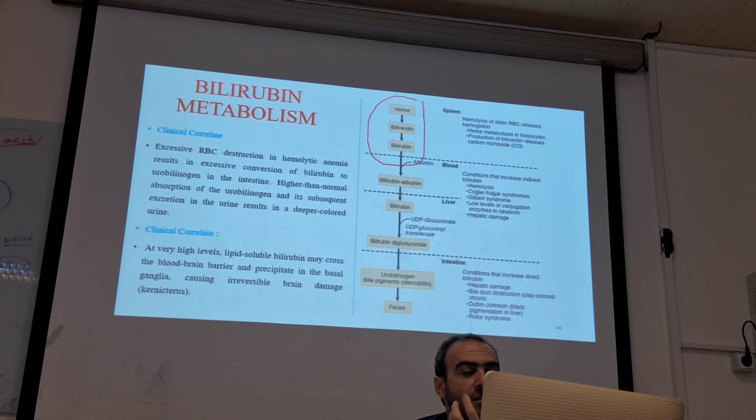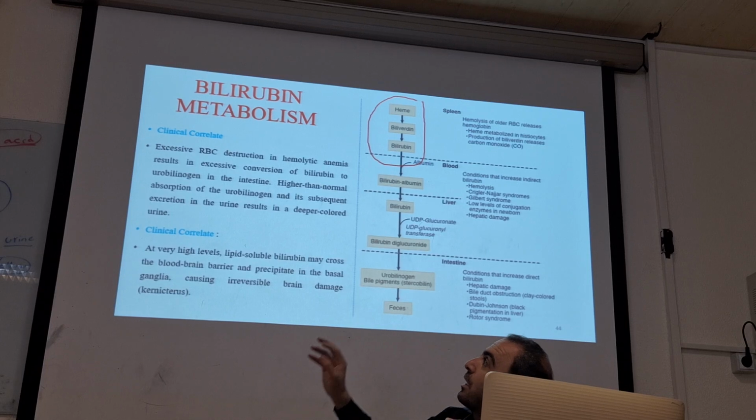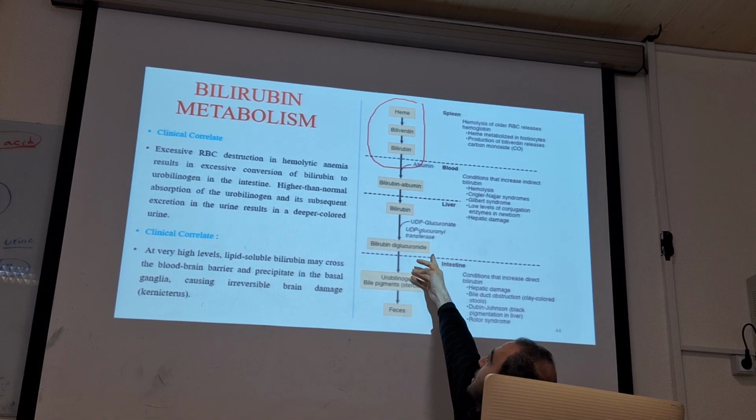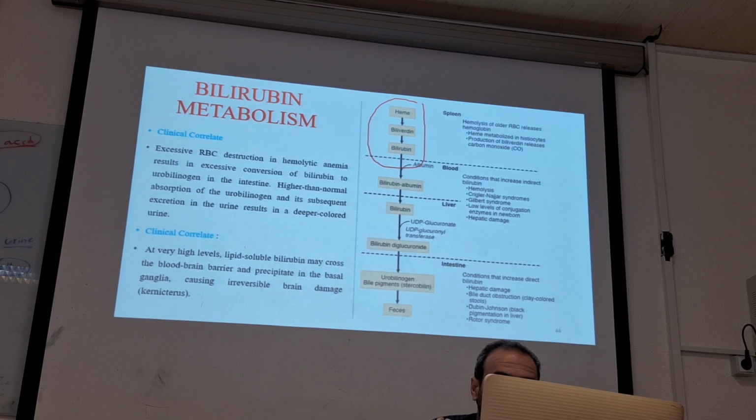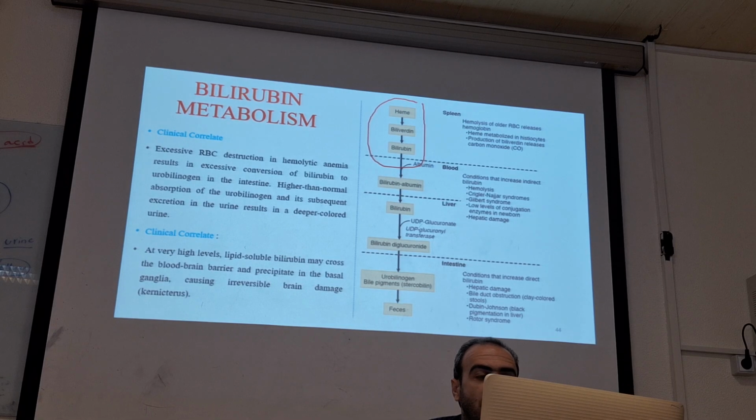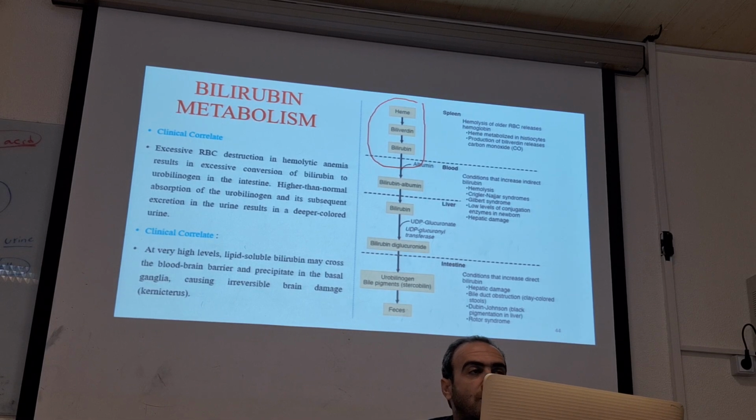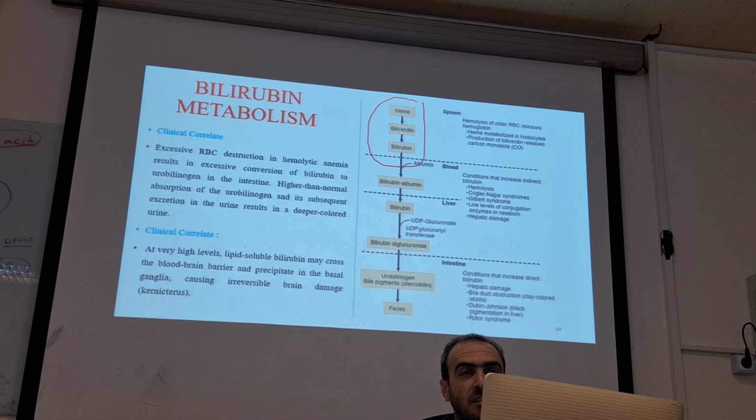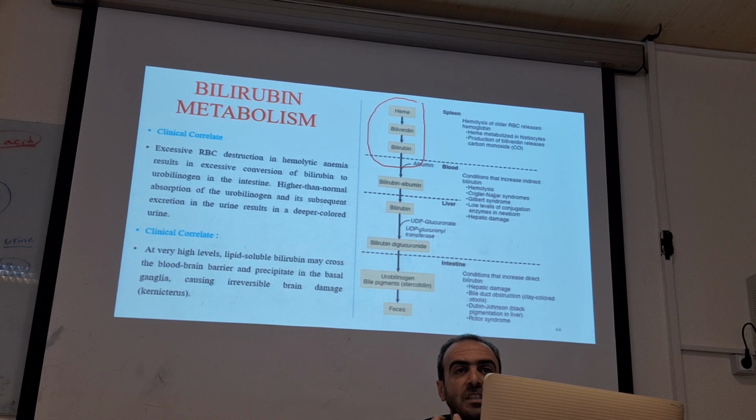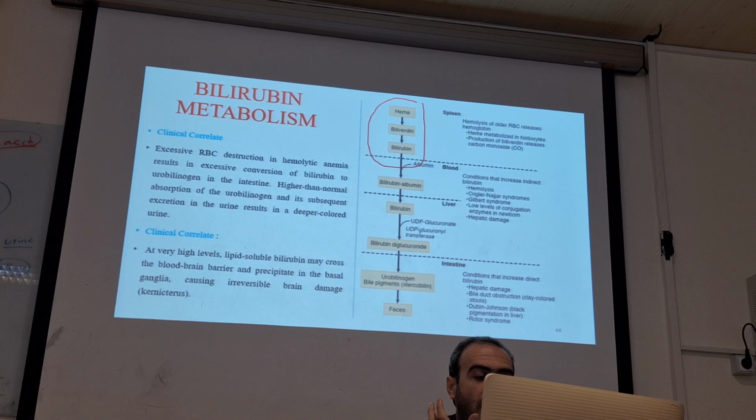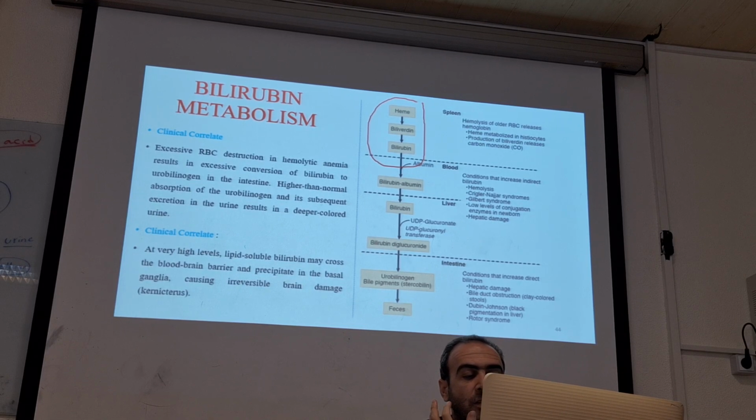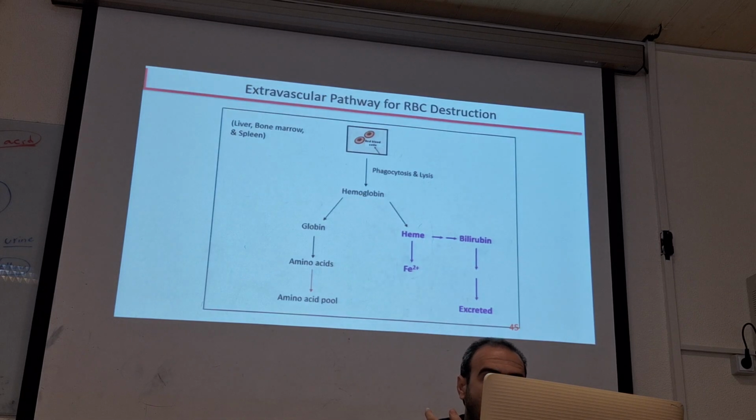Those reasons that are related to conjugation in the liver are known as hepatic. For example, we have Crigler-Najjar syndrome, Gilbert syndrome, Dubin-Johnson syndrome, Reye syndrome. They are the diseases related to hepatic. And related to post-hepatic, we have Rotor syndrome. We have bile duct obstruction. So I will talk about them one by one.